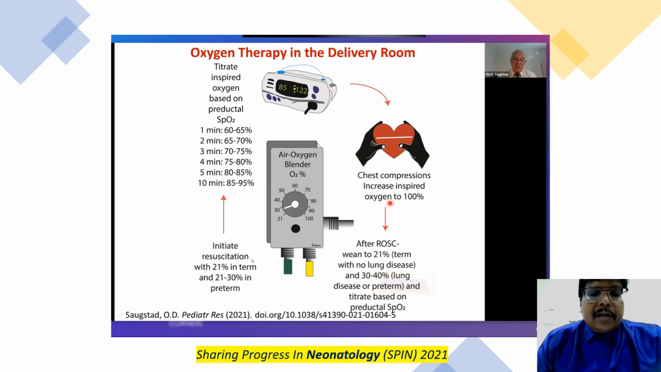Right. So we recapitulate. Initiate resuscitation with 21% in term babies and 21 to 30% in preterm babies. Here, instead of term, now the rule has come to 35 weeks and above.